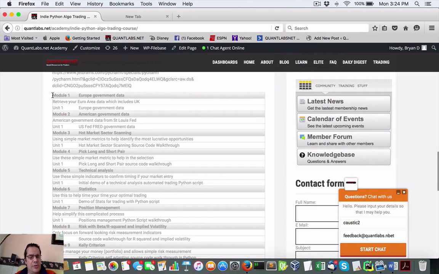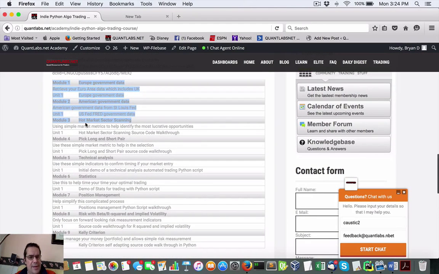Here, we are using government data to study the market, to use that data to start scanning hot market sectors.